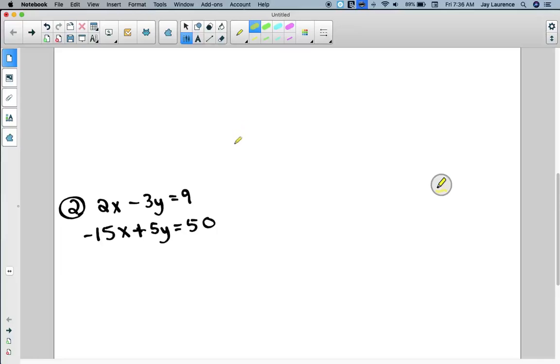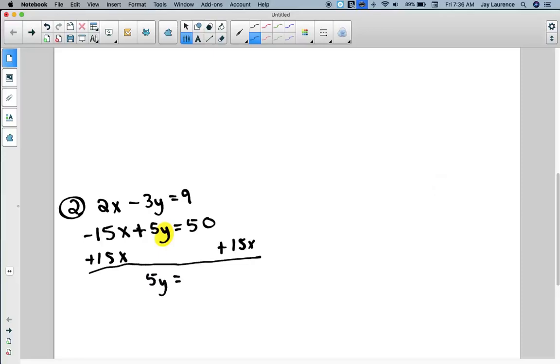Okay, here we go. I'm going to solve it now. I've already decided I'm going to solve for y in this equation because it's going to produce the friendliest numbers. And so I'm going to add 15x to both sides. And that'll give me 5y equals 50 plus 15x. And then I'm going to divide all three terms by 5. And I will get y equals 10 plus 3x.